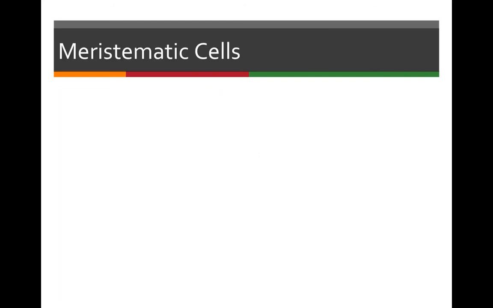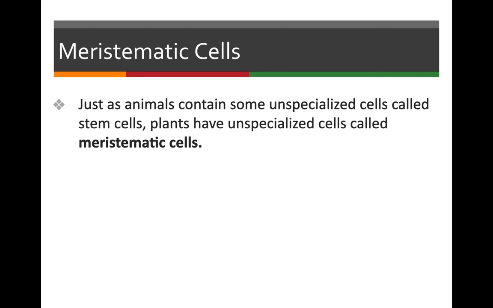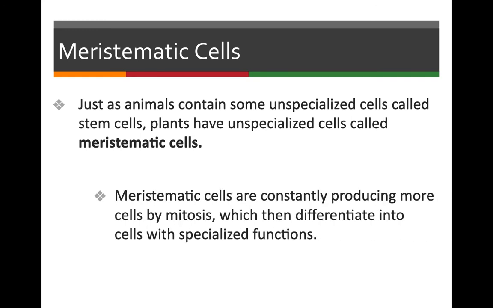So there are specialized cells within a plant called meristematic cells. So just as animals contain unspecialized cells called stem cells, plants have unspecialized cells called meristematic cells. So in animals, they're stem cells. In plants, they're meristematic cells. And they're found in the meristems. So meristematic cells are constantly producing more cells by mitosis, which then differentiate into cells with specialized function, just like stem cells do in animals. Right? Stem cells are constantly making more stem cells by mitosis, and then they can differentiate to have a specialized function.